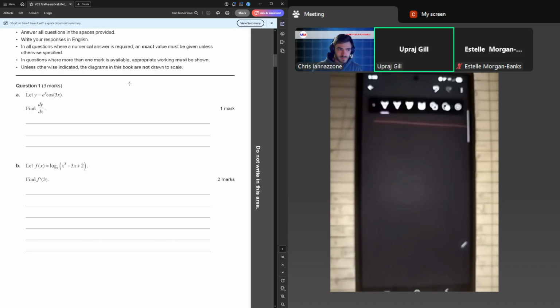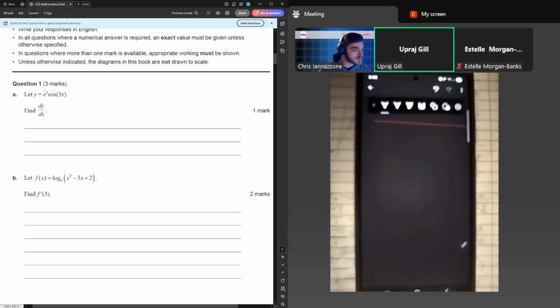I think it cut out a little bit at the start of your sentence. Could you repeat that? There's going to be a product rule involved. Yeah, correct. Product rule. Right, we've got a product of two functions. Product of e to the x multiplied by cos 3x. Absolutely.